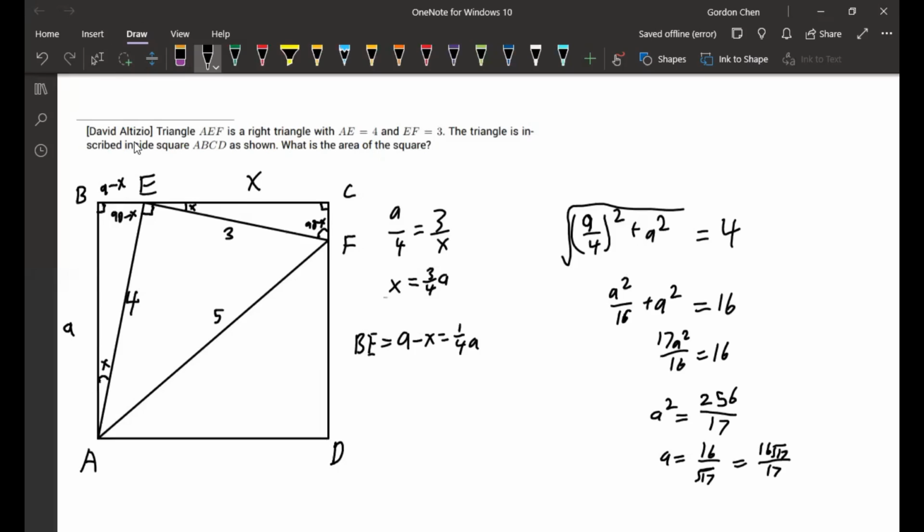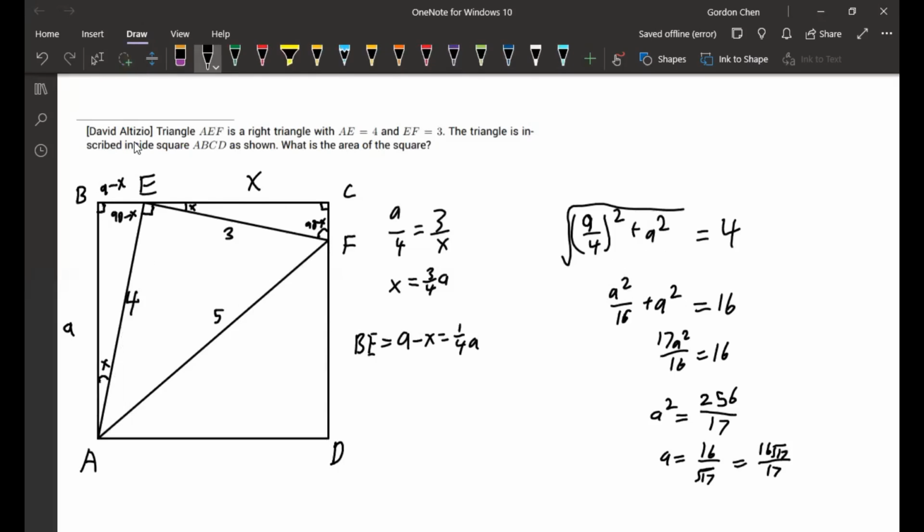So what we do from here is we apply the Pythagorean theorem to the triangle ABE. And so what we get is A minus X, which is BE squared, and then plus A squared, which is AB, and take the square root of that. And we already have A minus X, which is A over 4, and then squared, and then plus A squared, and then take the square root of that is equal to AE, which is given to be 4.